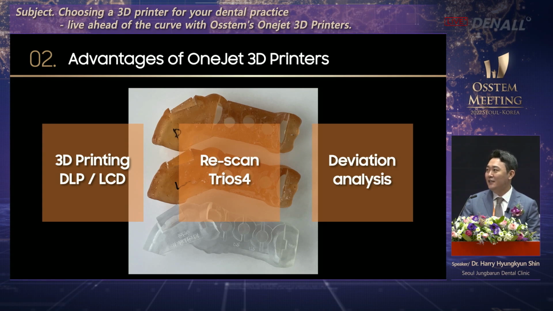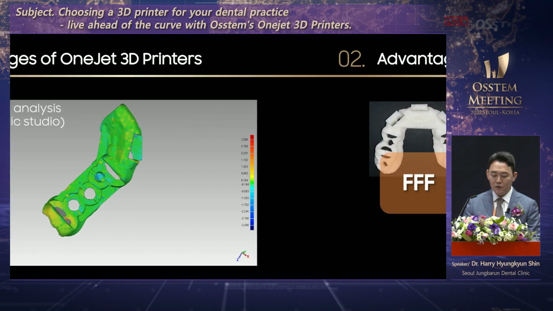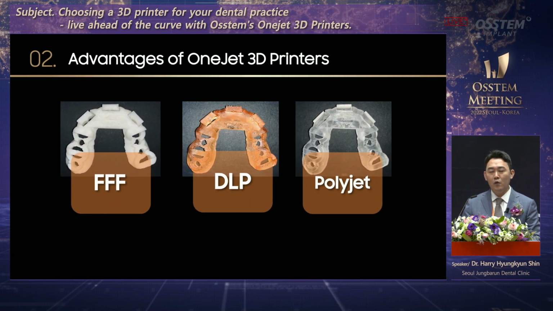So we have so many 3D printers, and we printed out using DLP and LCD, and they were rescanned using Trios 4, and deviations have been analyzed. They are all green. That means the two do not have differences. So if the printer is cheaper, it doesn't mean it's of low quality.